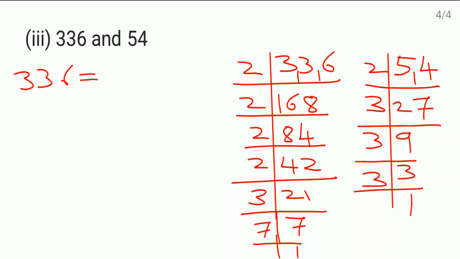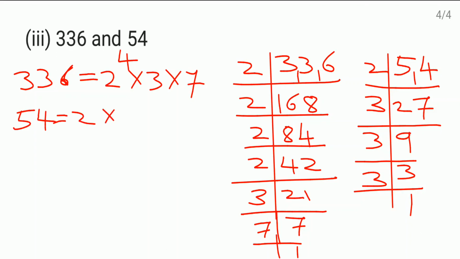Now this 336 we can write down. How many times 2 is coming? Once, twice, thrice, 4 times. Correct. So I will write down here 2 raised to 4 into 3 into 7. Now for the other number 54, here 2 is there and 3 cube is there.